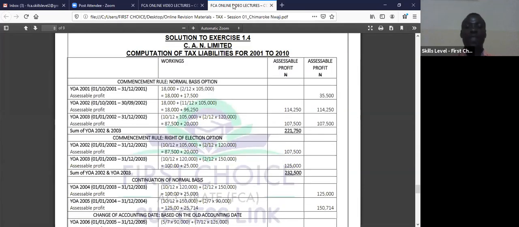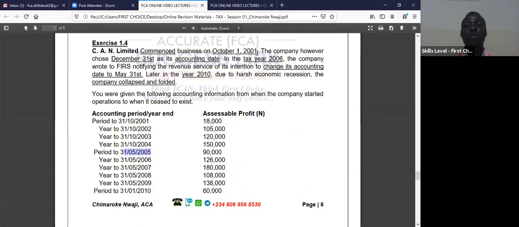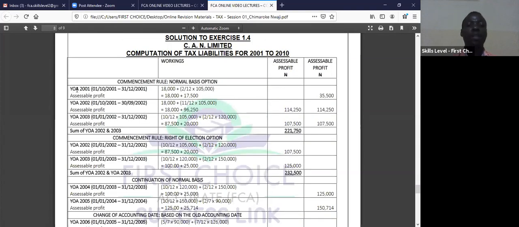the first year of commencement. The business commenced on October 1, 2001. So 2001 becomes our year 1. Year 1 is 2001, which will start on October 1, when the business commenced, and must end on December 31st of that year. What is the assessable profit? We were given how many months here? October, November, December. So we are given 3 months in that year of assessment.